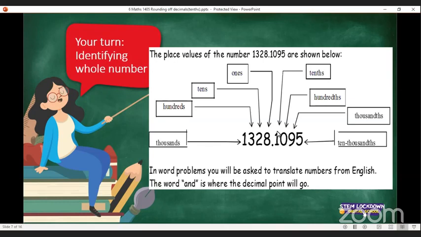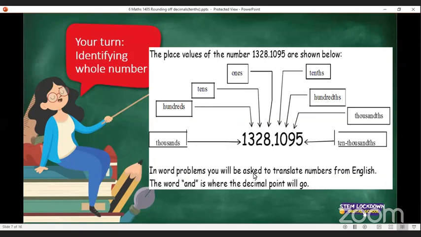Now, if we move after the decimal point, the first number after the decimal point is 1, and here it is tenths. You see the difference, tens and tenths. All right, and we have 0, and here it's the hundredths. And we have the 9, it is the thousandths, and we have the 5, it is the ten-thousandths. So anything that is after the point represents the decimal fraction. We must always remember that any number after the point represents the decimal fraction.